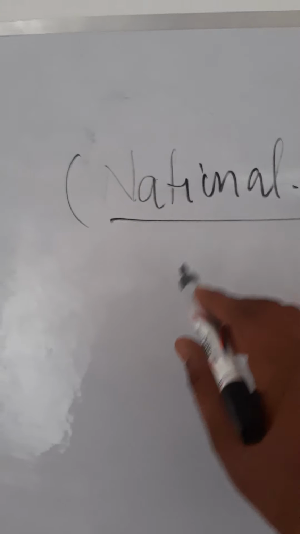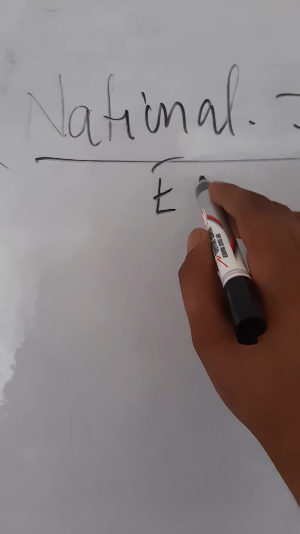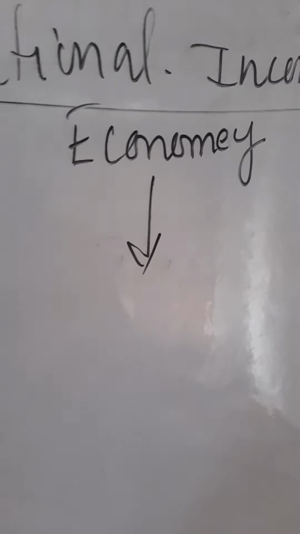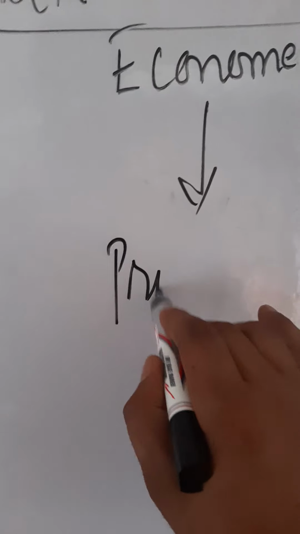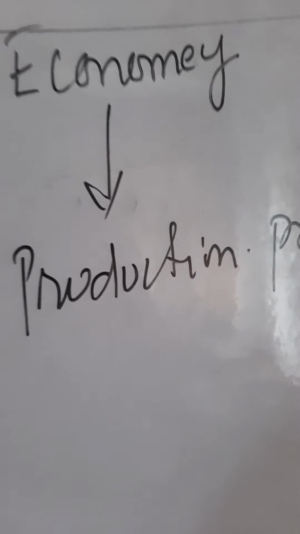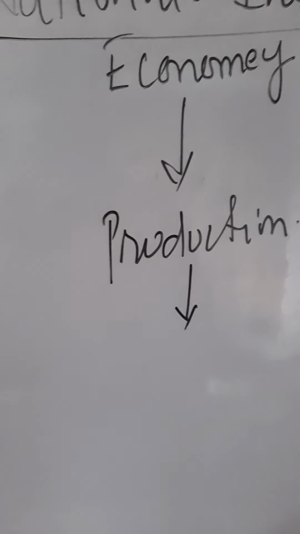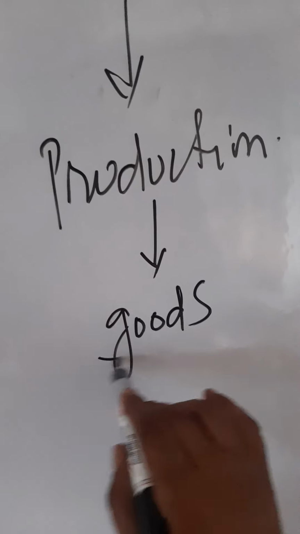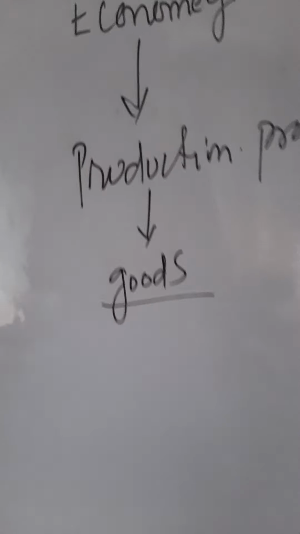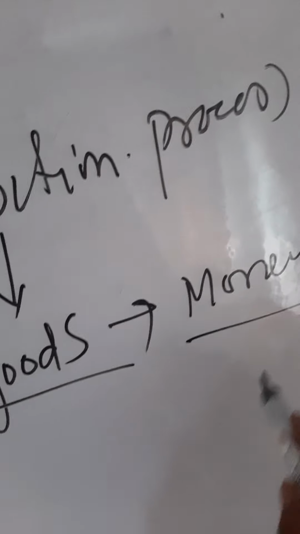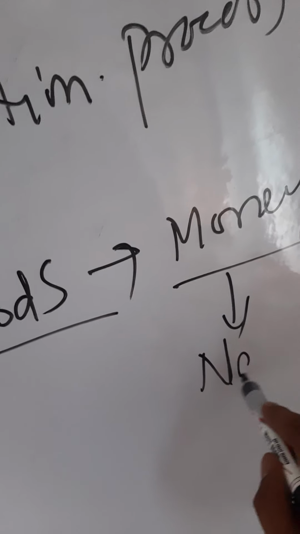नेशनल इनकम. सिंस वी नो दैट जो इकनॉमी होती है, किसी भी देश की जो इकनॉमी होती है, दैट इज़ ऑलवेज एंगेज्ड इन द प्रोडक्शन प्रोसेस. Always engaged in the production process, and with the help of this production process it's able to generate different goods. When these goods are converted into money, that money is known as national income.